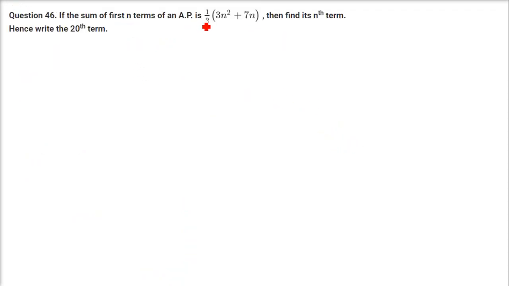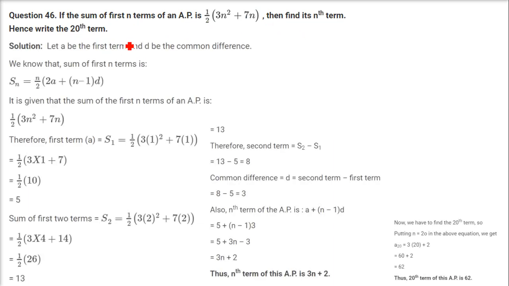If the sum of first n terms of an AP is this one, find its nth term. Hence write the 20th term. So what we do here is, because it is given that the sum of first n terms is given, the first term will be what? See, addition of these terms is Sn. What is the first term? Sum of first term will always be the first term.